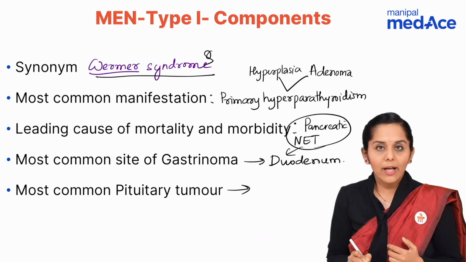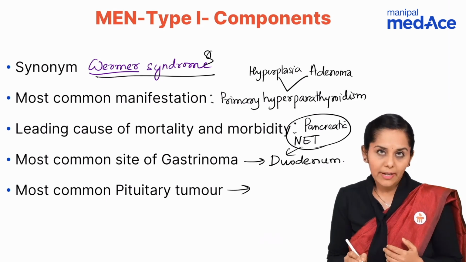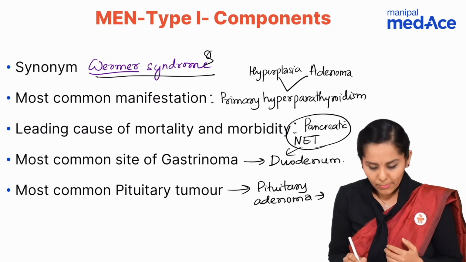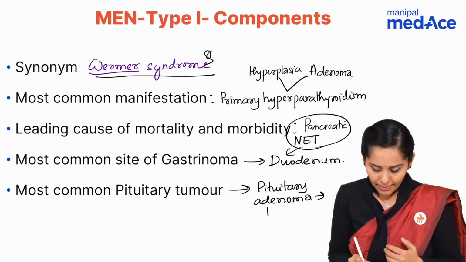But these gastrinomas can also occur in the duodenum, that is extra pancreatic site. The most common site of gastrinoma which can manifest as Zollinger-Ellison syndrome, remember the site as duodenum. Now they can also have pituitary tumors involving the anterior pituitary in the form of pituitary adenoma, and most commonly they secrete prolactin, remember this.